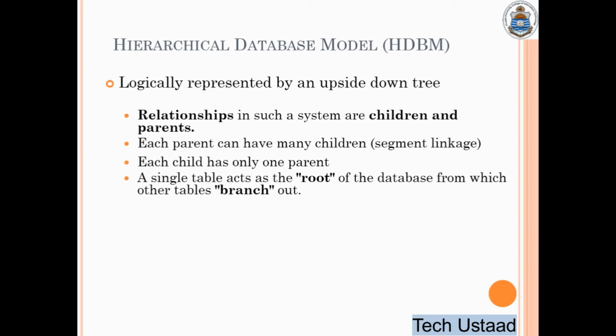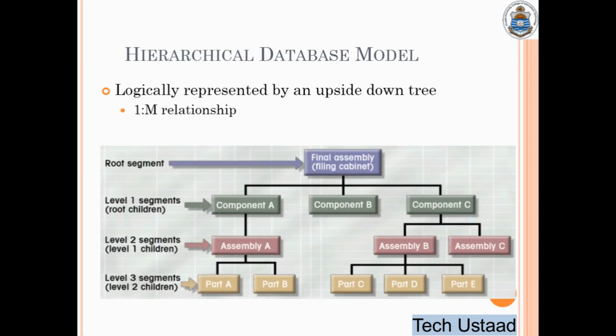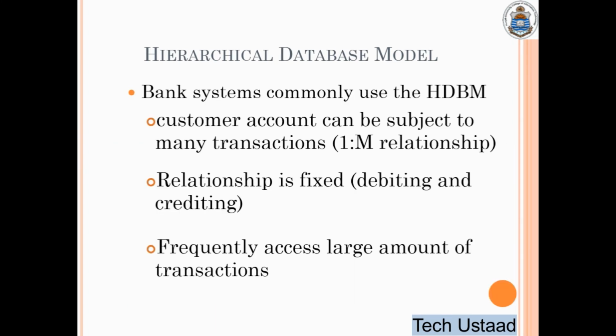These tables belong to the person, the original table. So the person is the parent table, which is the root. The name and address are the children tables. Bank systems commonly use this database model, as a customer account can be subject to many transactions, which is a one-to-many relationship. The relationship is fixed, and the user frequently accesses a large amount of transactions.